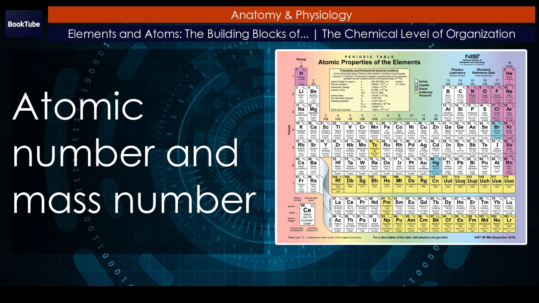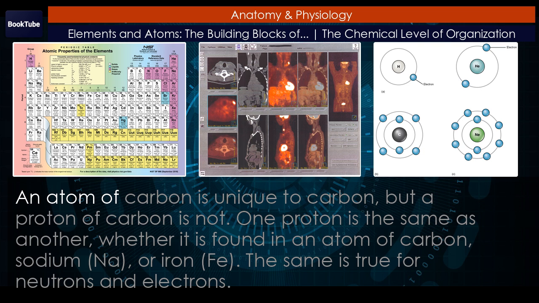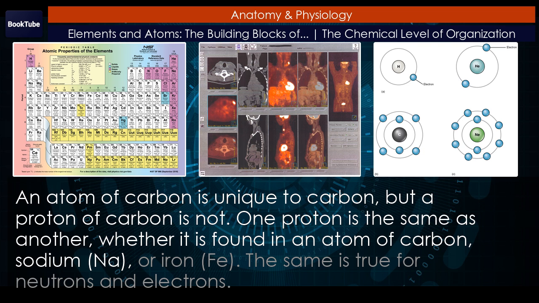Atomic number and mass number. An atom of carbon is unique to carbon, but a proton of carbon is not. One proton is the same as another, whether it is found in an atom of carbon, sodium, Na, or iron, Fe. The same is true for neutrons and electrons.